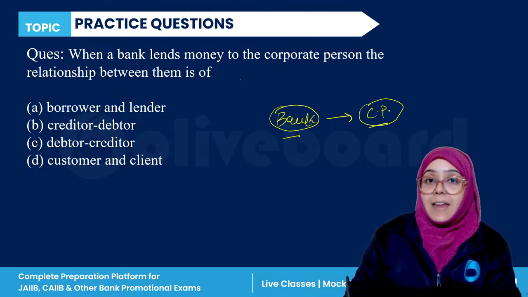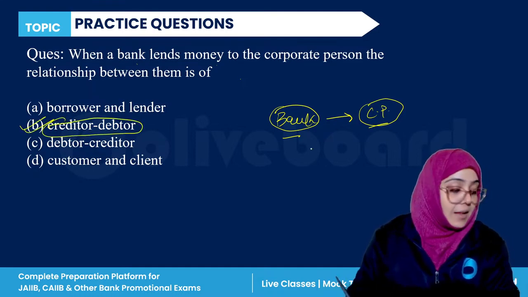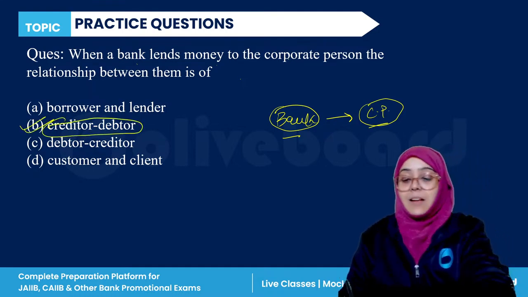So, when a bank lends money to the corporate person, the relationship between them is of what? Yes, so bank is lending money, bank is a creditor, corporate person is a debtor, creditor, debtor is the correct answer. Obviously, B is the correct answer.